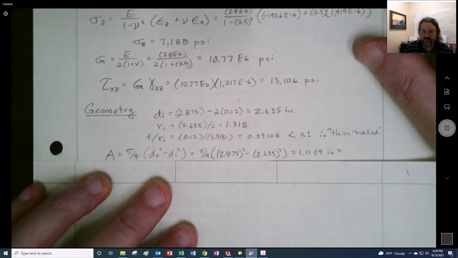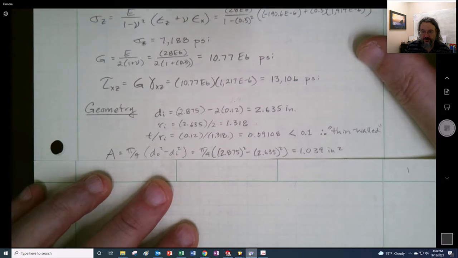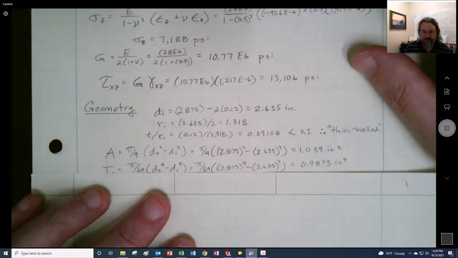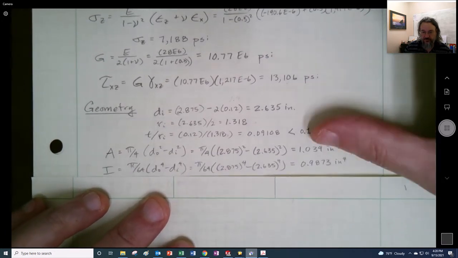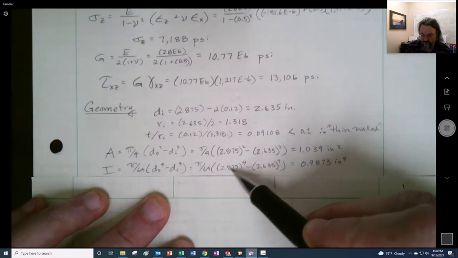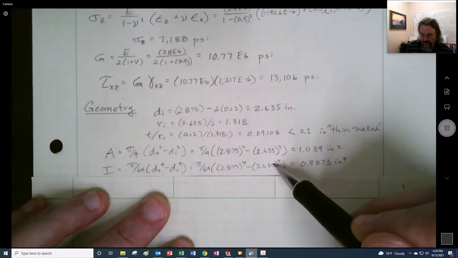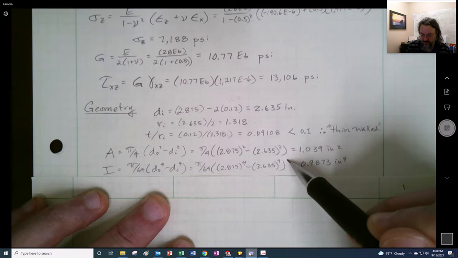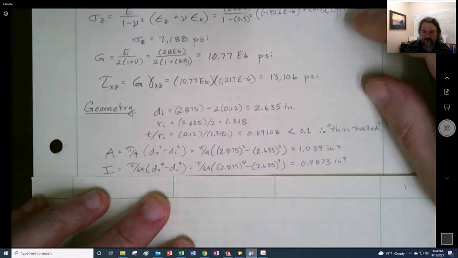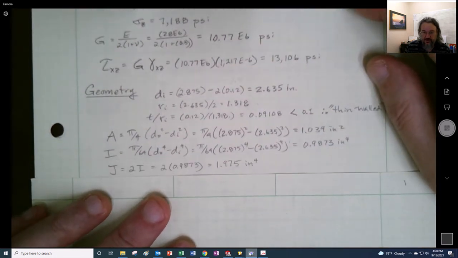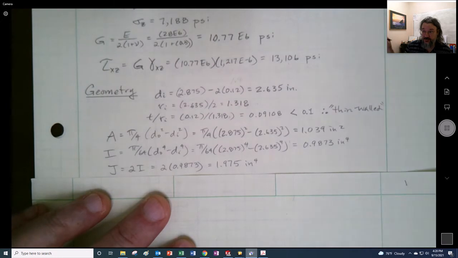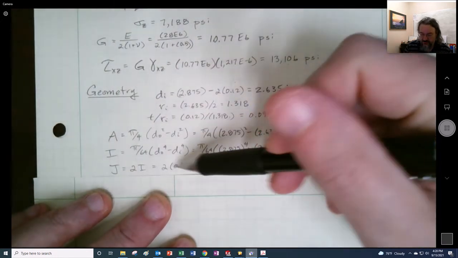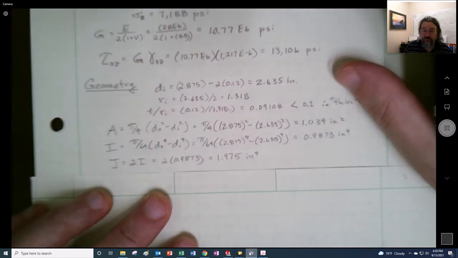There's the cross-sectional area of the pipe. And here's the moment of inertia. Make sure that you're putting the 4 onto the individual diameters here and not sticking it out there. That's a common mistake. And it's still axially symmetric, so just take 2 times I to get the polar moment of inertia.